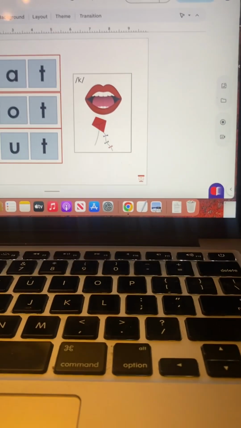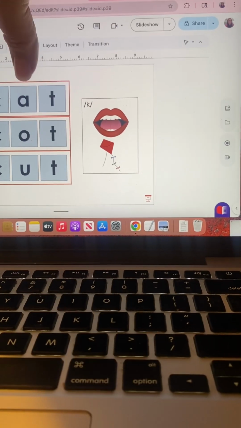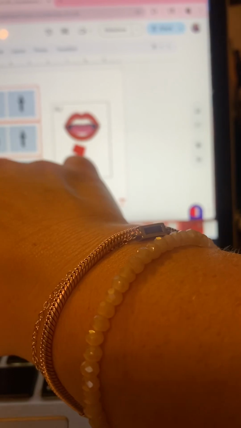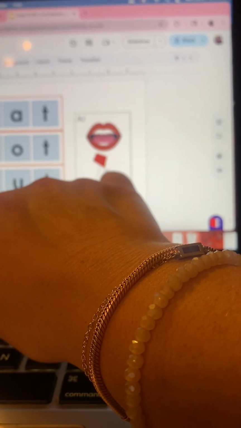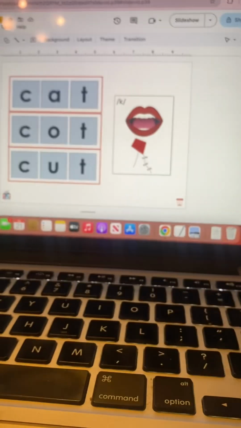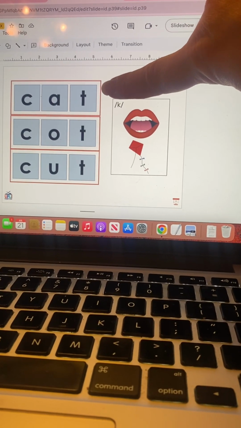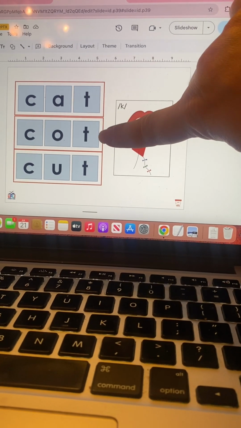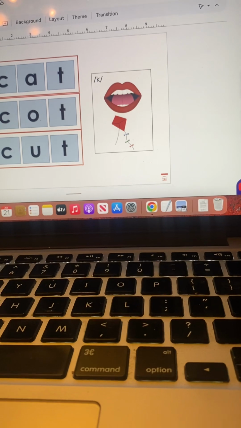So when C is followed by an A or an O or a U, it makes the K sound, as in cat, cot, or cut, right? Can you read these words for me? Cat. Just read it normal. Cat, cot, cut. Good, you did that very well.